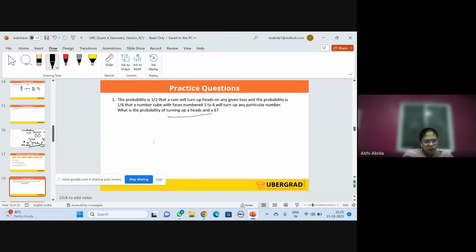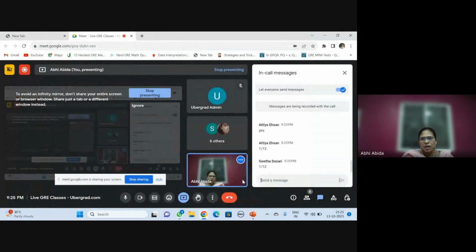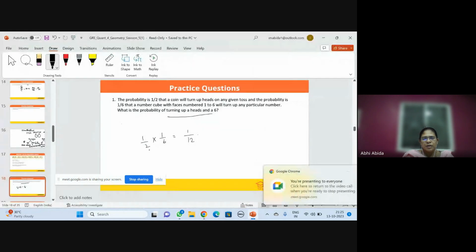So the probability is half that a coin will turn up head, right? So half. And the second thing is 1 by 6 for the cube. It's already given. A cube has 6 faces, so 1 by 6. So basic stuff. We have already gone through the basics. So it's nothing but 1 by 12. The probability of that will be 1 by 12. Yes, it's 1 by 12. Good. Next question.